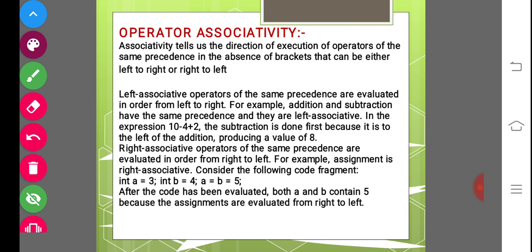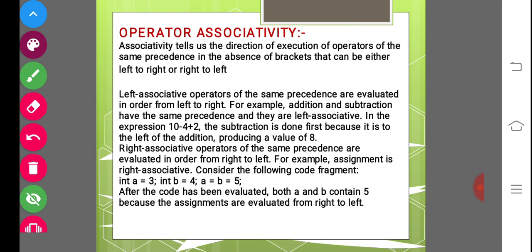The right associative operators of the same precedence are evaluated in order from right to left. For example, assignment is right associative. Consider the following code fragment: int a equal to 3, b equal to 4. So we have two variables, 3 is initialized in a and 4 is initialized in b. But if we write a equal to b equal to 5, the assignment operator has right to left associativity.